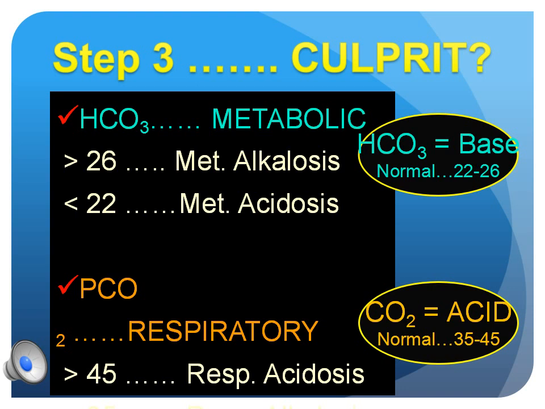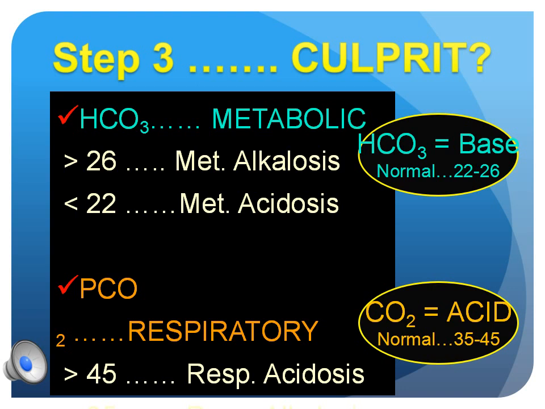So coming to step 3, we need to know who is the culprit. Is it metabolic or is it respiratory? Metabolic always indicates a change in HCO3 or bicarbonate or the base. The normal HCO3 is 22 to 26, and if it is respiratory, we can always notice a change in PCO2. So the normal CO2 is 35 to 45. The CO2 is the acid.